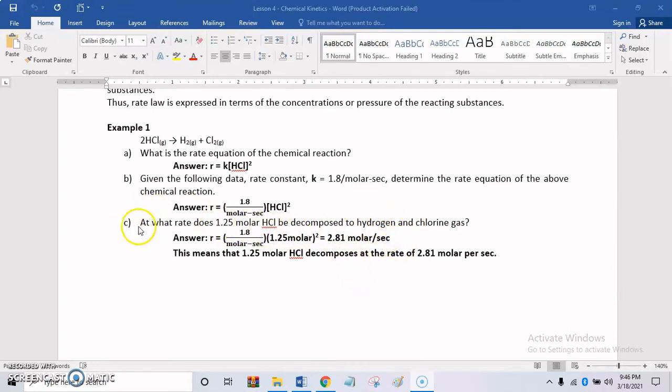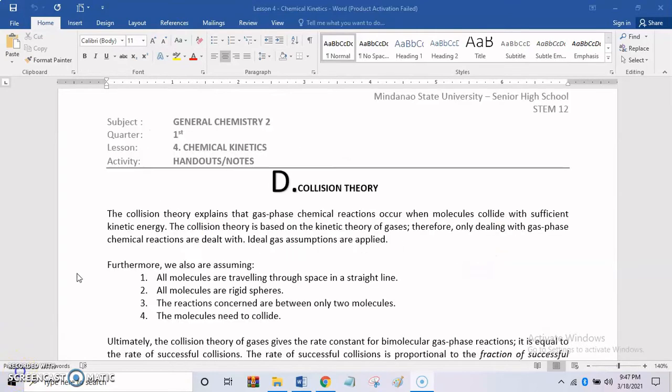At what rate does 1.35 molar HCl decompose to hydrogen and fluorine gas? For letter C, we are given a concentration in molar of HCl. The answer is R equals 1.8 per molar second times 1.25 molar to the power of 2, and that equals 2.81 molar per second. Two molar here, cancel this one, and one molar and second remain. So that is molar per second. This means that 1.25 molar HCl decomposes at the rate of 2.18 molar per second.